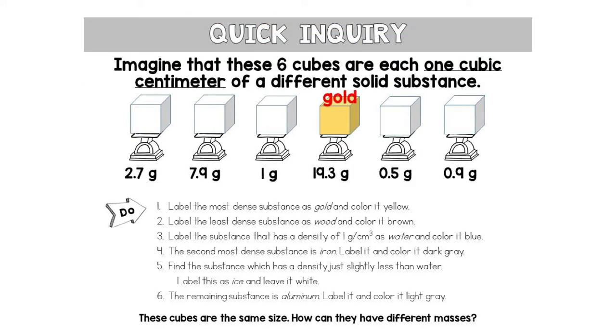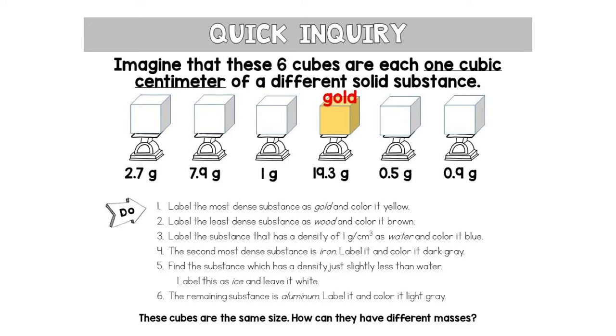Now, let's do a quick inquiry activity. Imagine that these 6 cubes are each 1 cubic centimeter. So each has a volume of 1 centimeter cubed. And each of these is a different substance. We are going to label the most dense substance as gold and color it yellow. So the heaviest substance will be the 19.3 grams, and we are going to make it yellow for gold.